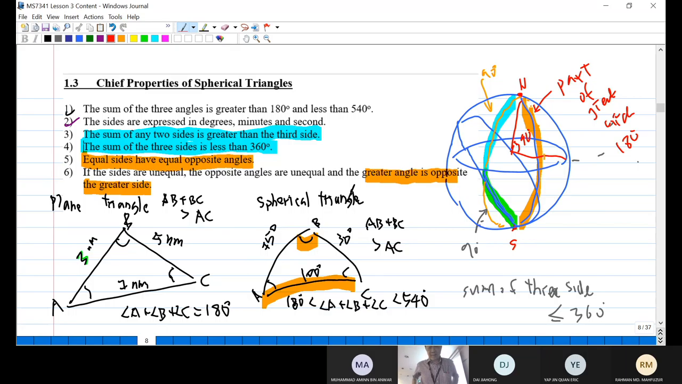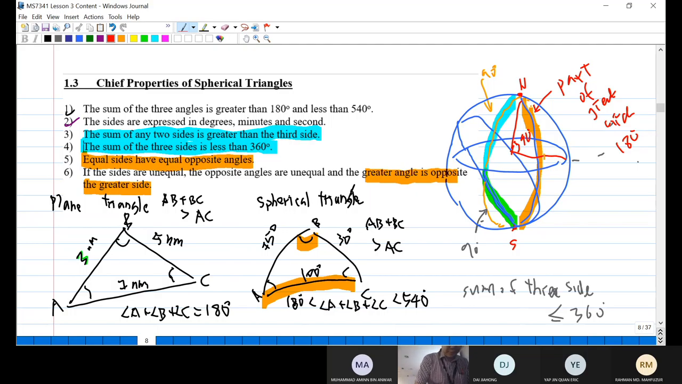So how about equal sides having equal opposite angles? If your two sides are the same length, then the angles opposite will be the same also. The last point is important, then you know what the triangle looks like. The greater the side, the greater the angle opposite to the side. If you compare two sides and one is longer, then the angle opposite that side will be larger.